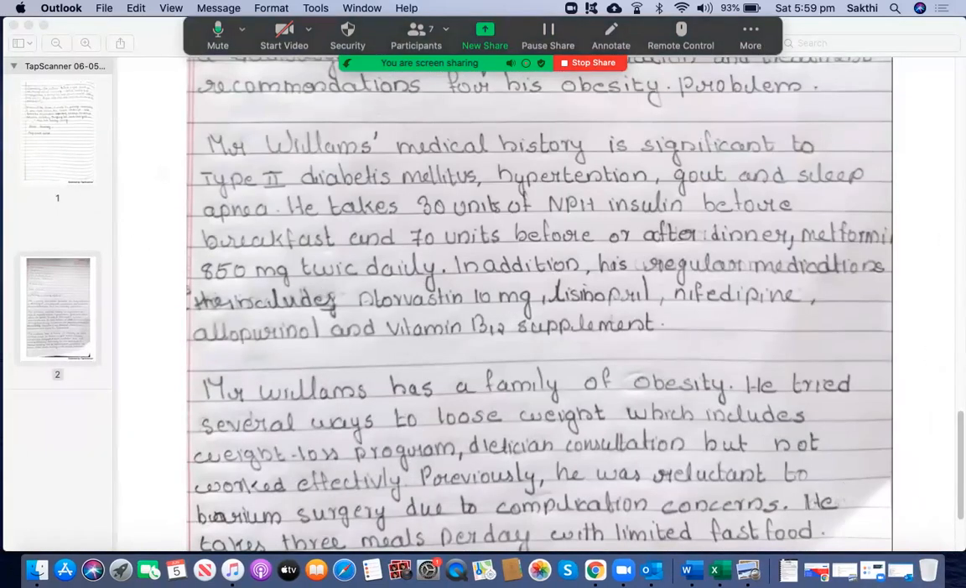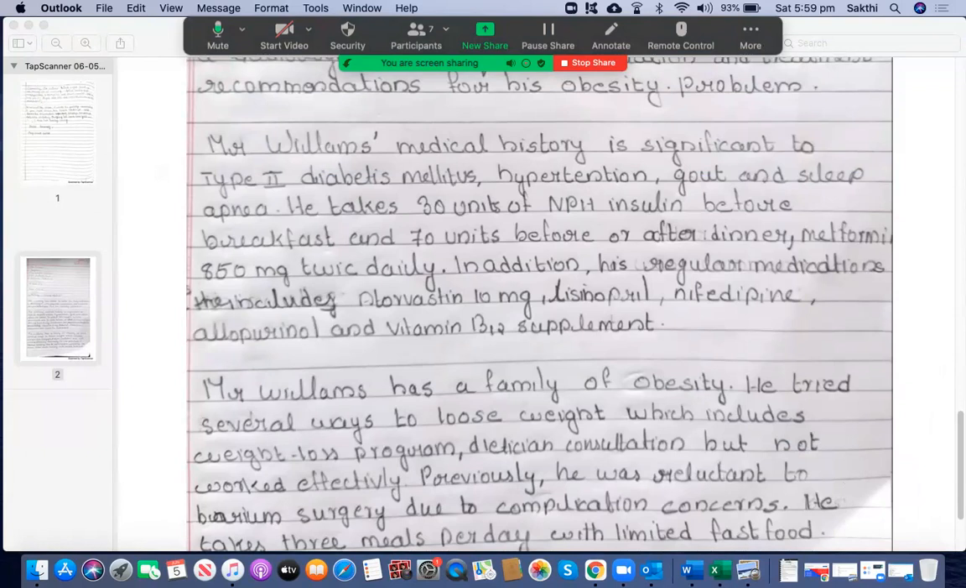In addition, his regular medications, she includes. Why did you use "he"? No, see, I actually wrote something else, not related to this one. I wrote "metformin medications include only". Okay, all right. And again, this is wrong.